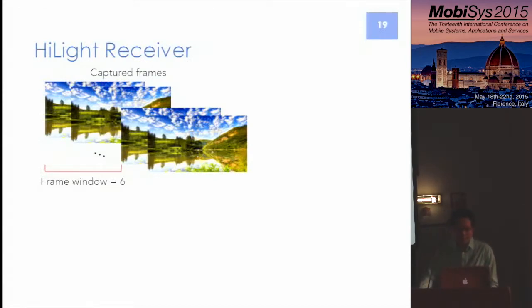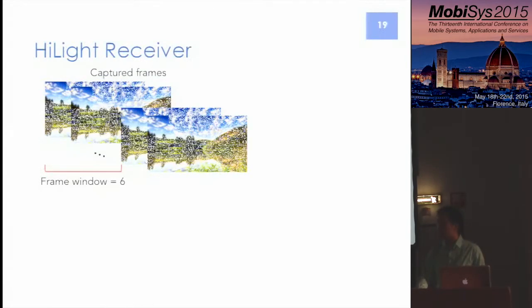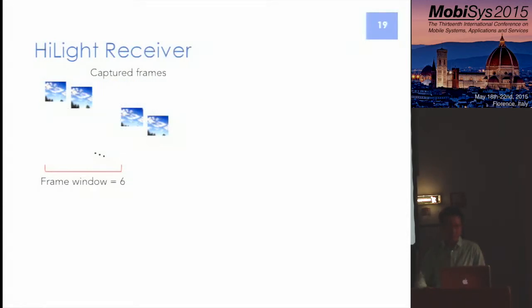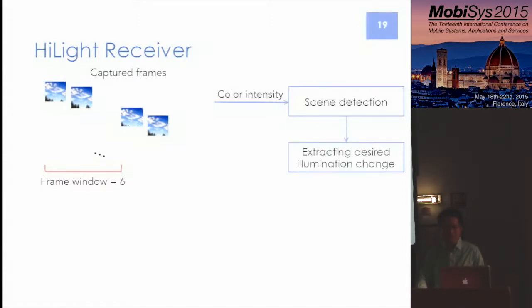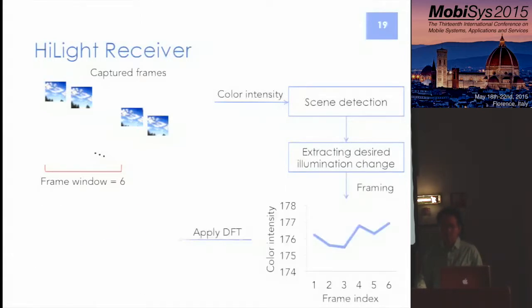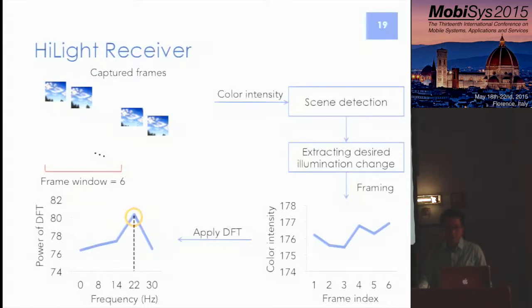And then on the receiver side, when the camera captures a frame, it will first divide the frame into grids. And for each grid, the receiver uses the same scene detection algorithm and computes the color intensity for the grid using the weights for each subregion. And then the receiver uses FFT to project the color intensity values into the frequency domain and detect the data by picking the peak frequency power.